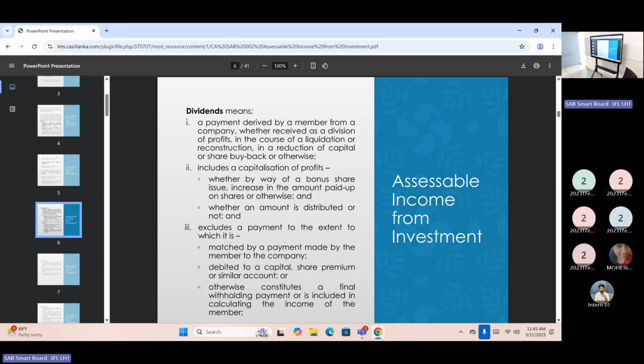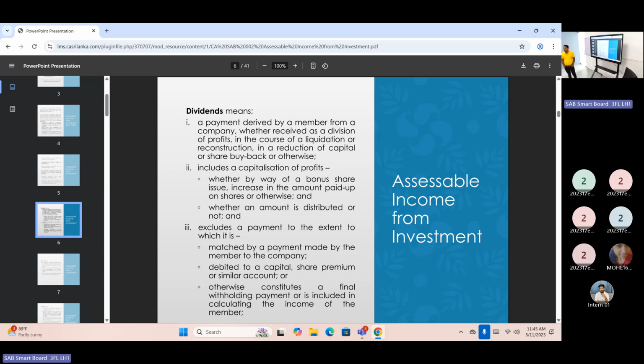The company can buy their own shares, right? So in a buyback, the profit tax applies here too. That is also coming under the dividend. Division of profit, right? It includes the capitalization of profit. Capitalize the profit.